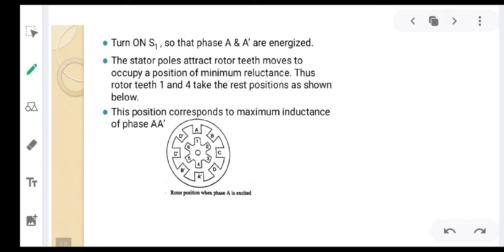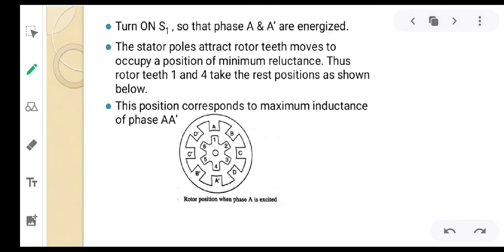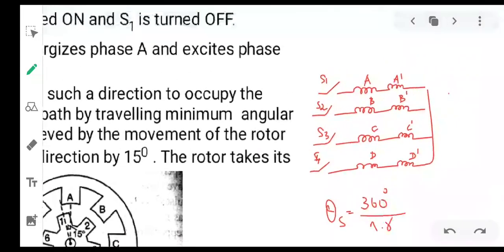Now here we can see the switching circuitry. I can say that A dash is the first phase, B dash is the second phase, C dash is the third phase, and D dash is the fourth phase. Now I am going to turn on switch S1. This is the basic switching circuitry.